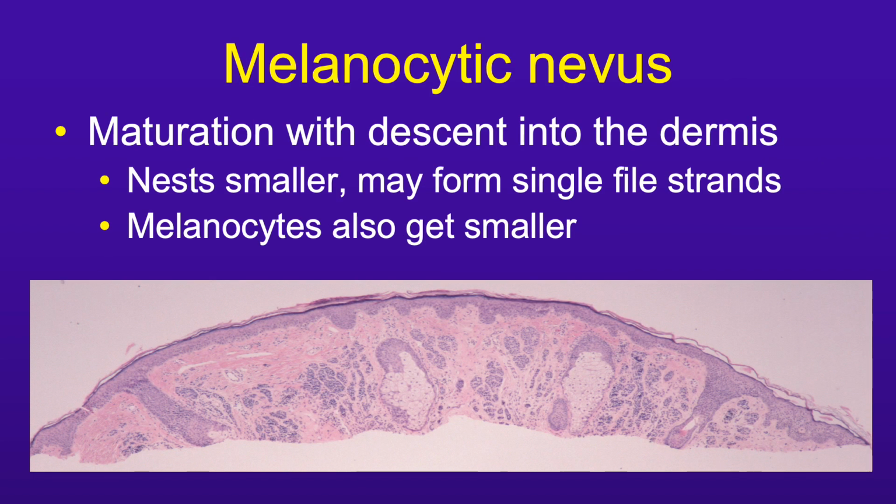Another hallmark of a melanocytic nevus is maturation with descent into the dermis. So circumscription applies to the junctional component of a nevus. Maturation applies to the dermal component of a nevus. And in maturation, the nests and also the melanocytes within the nests both get smaller. The nests often break up into single file strands towards the deeper portion of the lesion.